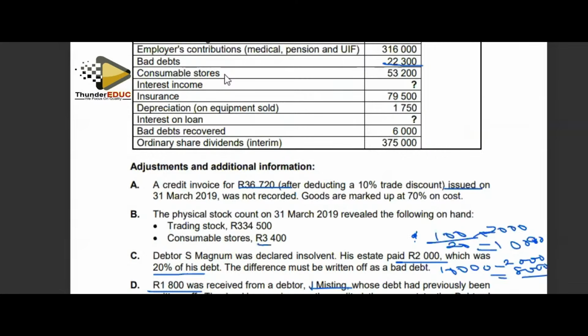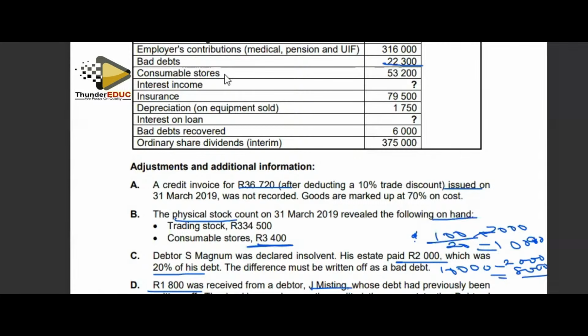Right, here it is, okay? They are saying the physical stock. This one is very important. The physical stock account on 31 March 2019 revealed the following on hand. Remember, I explained physical stock taking in our previous lesson. I said that this is where the company goes and counts the stock physically to see exactly what is there in the company. So we count item by item in the business.